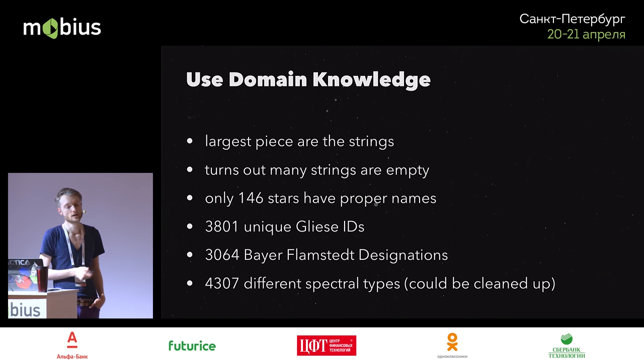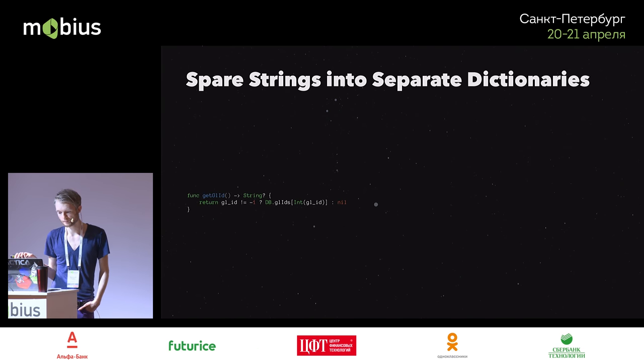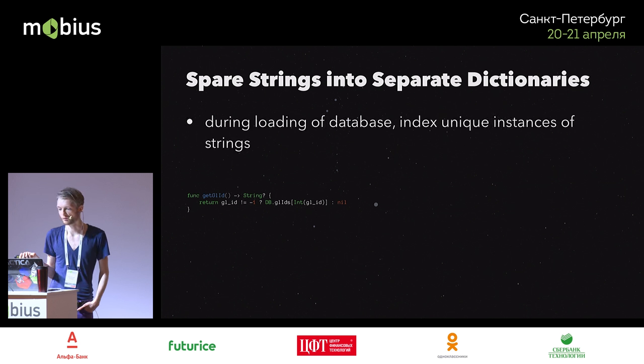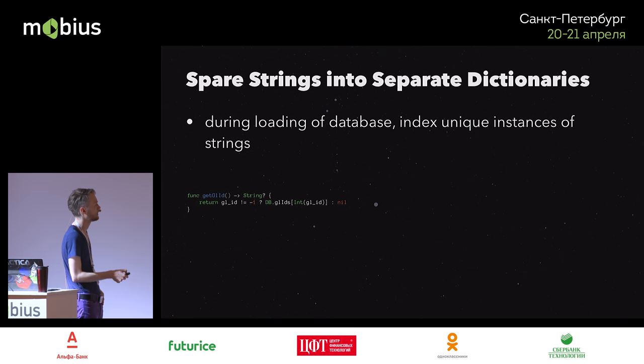So we can say, okay, let's move all these strings into a separate dictionary. While we are loading the database, we move all the strings into a dictionary, and we have an index. Inside our struct, instead of storing the whole Gliese number, like 66B, we store just a number that points into this dictionary. Now we have a dictionary from integer to string. Again, if there is a minus one, that means it's nil. So we use the same approach we had before.